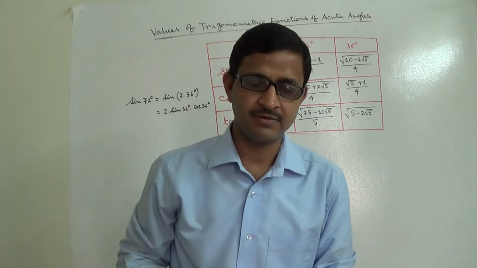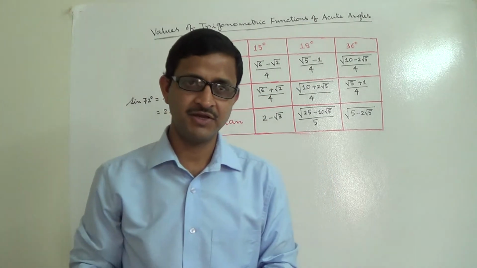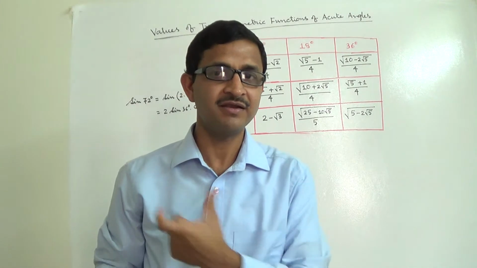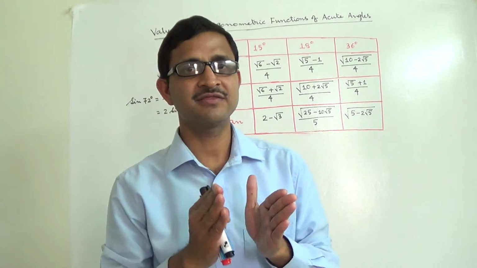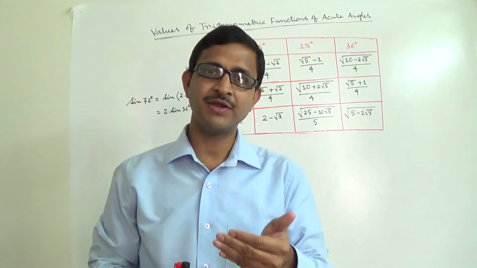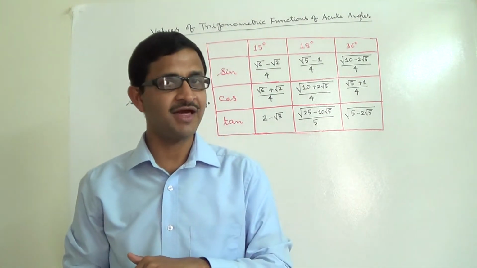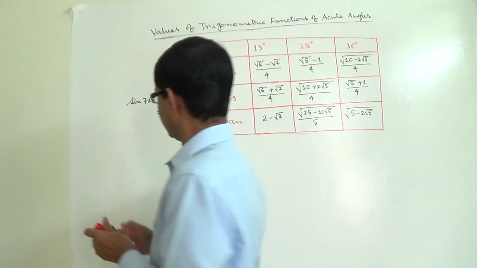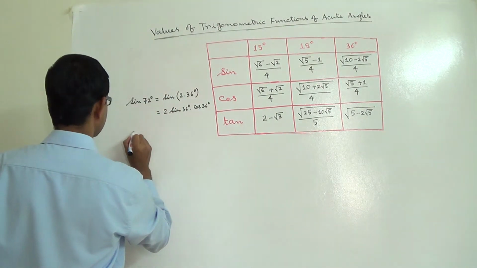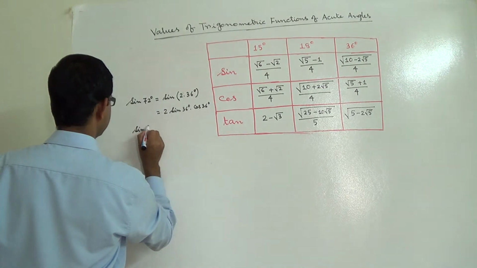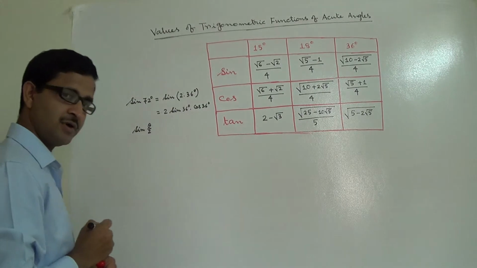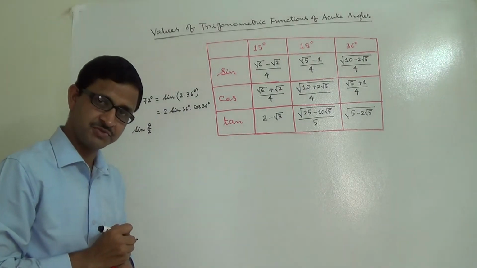Now if you remember, in our earlier class when we discussed the formulas of multiple and submultiple angles, I discussed the formulas for multiple angles. The similar thing you can apply for the submultiple angles as well. How? Suppose you want to find the value of sine theta by 2.